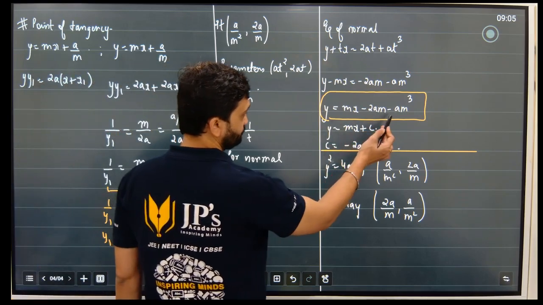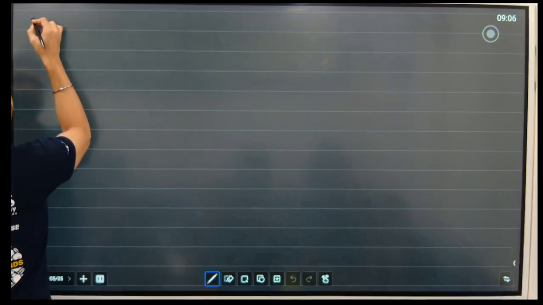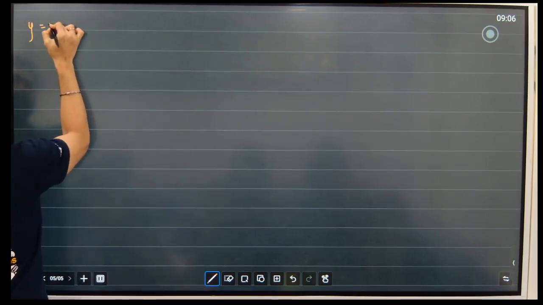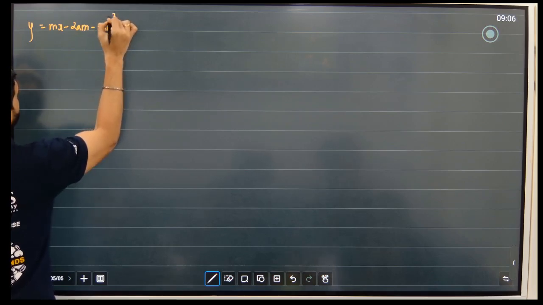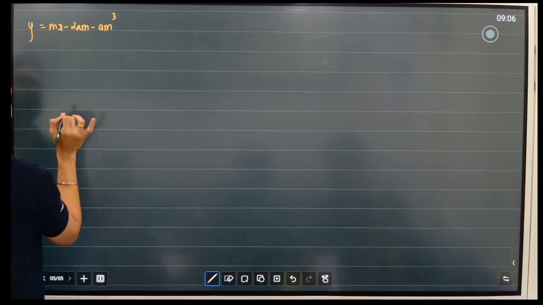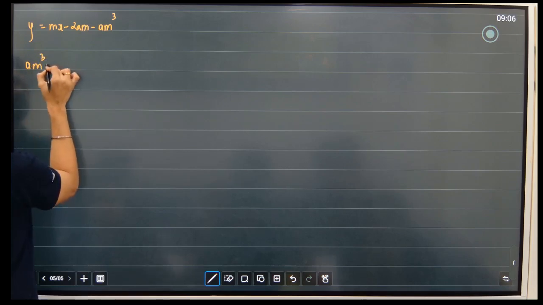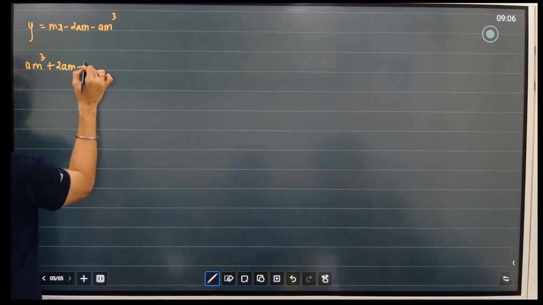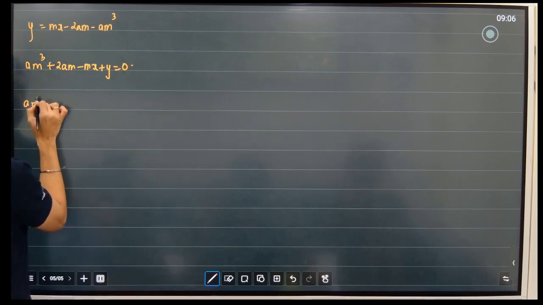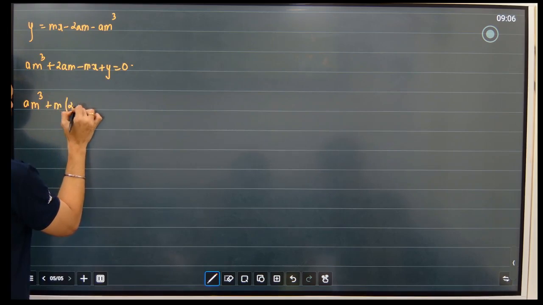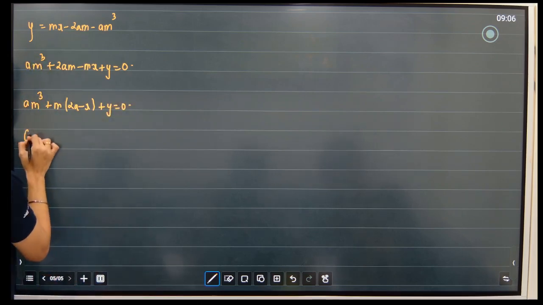Now look at this equation carefully. I'm going to write it on the next page. The equation was y is equal to mx minus 2am minus am cube. Let's write it in a simplified way: am cube plus 2am minus mx plus y is equal to 0, that is am cube plus m(2a minus x) plus y is equal to 0. This is a cubic equation.